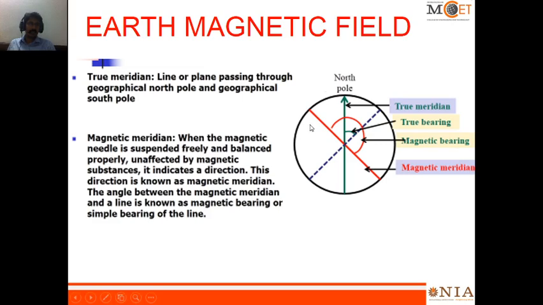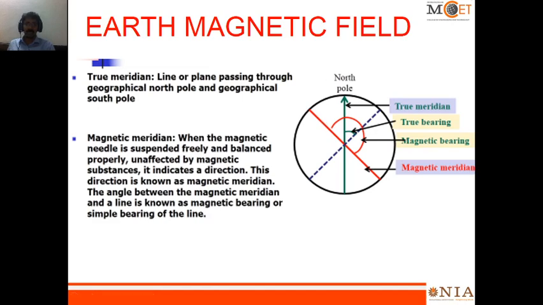Here another thing is there is a red line shown. It is the magnetic meridian. Here this is the true meridian, and this is the magnetic meridian. What is the difference between them? The line or plane passing through the geographic north pole and the geographic south pole is the true meridian. When the magnetic needle is suspended freely and balanced properly, unaffected by magnetic substances, it indicates a direction. That particular direction is called the magnetic meridian.